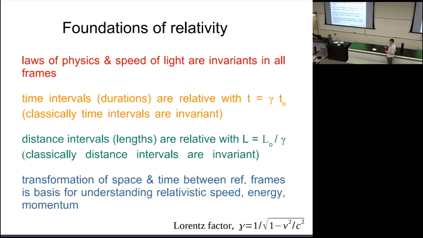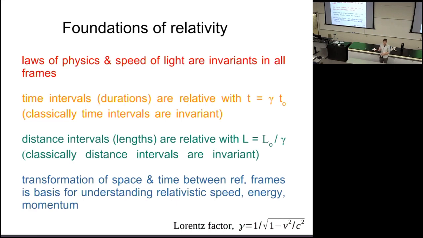They led to two strange, bizarre, peculiar consequences. One is to do with the measurement of time intervals, and the second is to do with the measurement of distance intervals. We might call the time intervals one durations, and the distance intervals one lengths. What we discovered is that, unlike in classical space-time, in relativistic space-time, different observers in different reference frames in general disagree on the duration, the time interval between two events. And they also disagree on the length, the distance interval between two events.